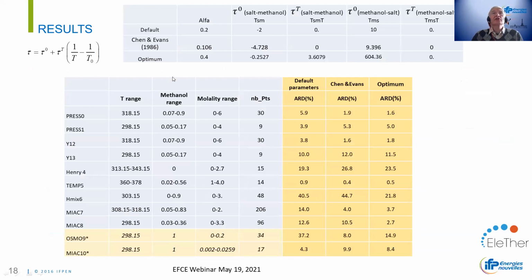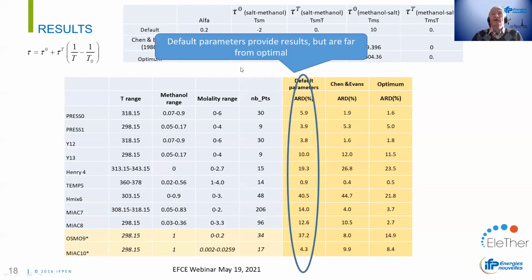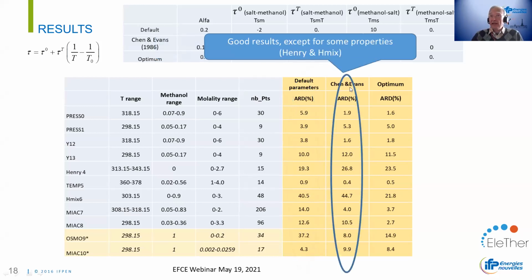So now let's look at the results. In this figure, I have three sets of parameters: one which is a default parameter set recommended by Aspen, one which is a parameter set that was regressed by Shannon-Evans in 1986, and one which is the result of our simulation. You will see that the default parameters provide results that are not bad after all. The values by Shannon-Evans, I don't know what data they regressed the parameters on, but you see that in some cases they improve the results, but sometimes they worsen the results. Generally, it's slightly better, but not really significantly.